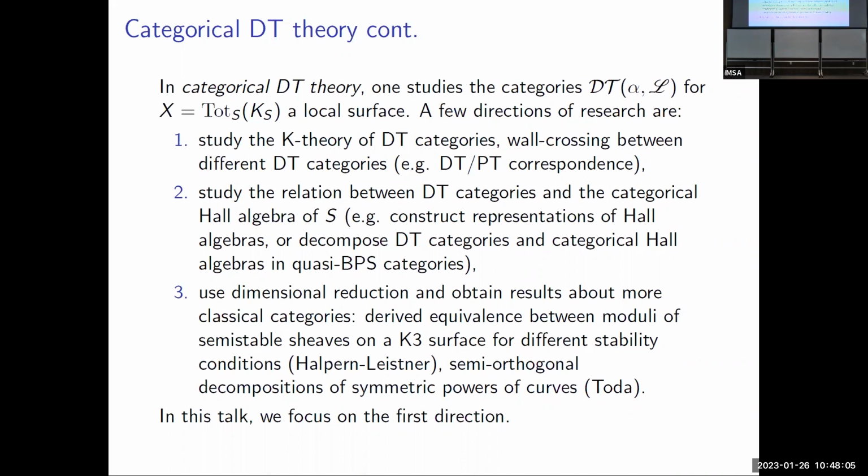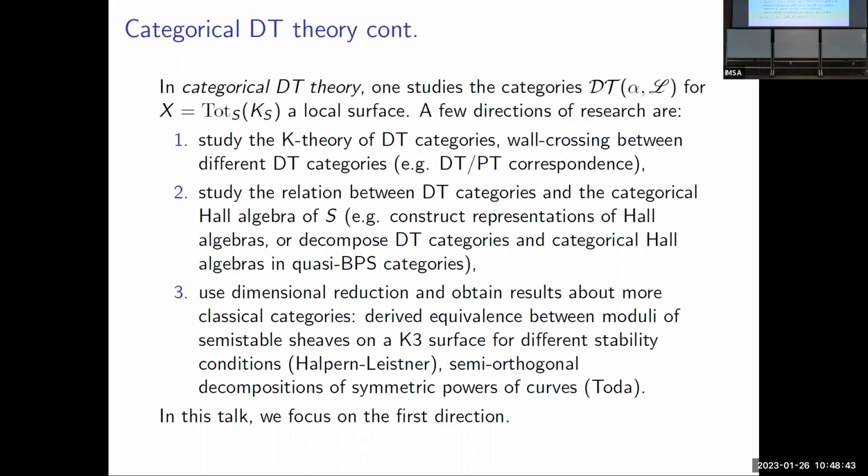So this is number 2. And maybe to people interested in algebraic geometry, the most interesting direction is 3: use dimensional reduction. I mentioned that in many cases it's easier to work on the Calabi-Yau 3 side, get some results there, and then use this partial equivalence for dimensional reduction and move to the surface side and get some theorems there. Via this procedure, one expects to get results about more classical categories of coherent sheaves on moduli spaces on the surface, where matrix factorizations disappear.